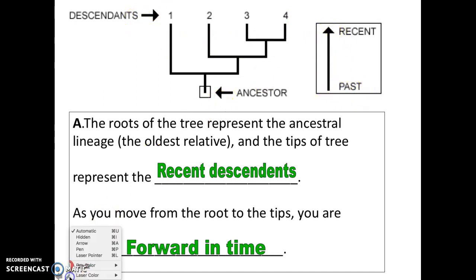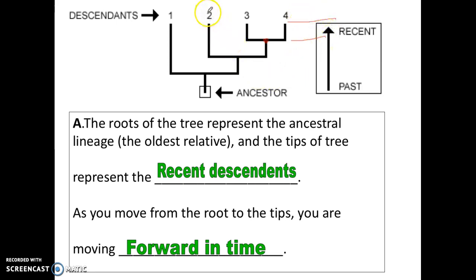So let's try finding the common ancestors of all these organisms. Okay, 3 and 4 share a most recent common ancestor right here. Because if you trace the line back from 3 and 4, they meet right here. This is where their most recent common ancestor is. And if you look at the path from past to recent, this is earlier in time, right? Then this is recent. This is now.